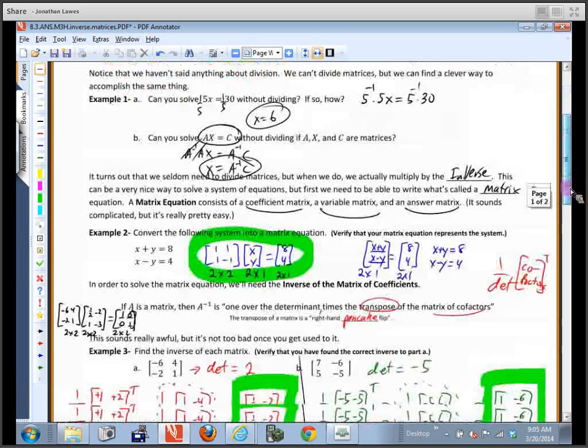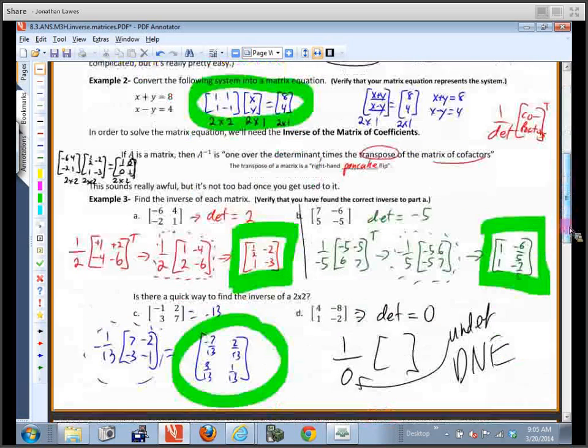Okay? So we talked about this technique that you're not going to find in your book. The inverse of a matrix is 1 over the determinant times the transpose of the matrix of cofactors. We talked about the transpose being a right-hand pancake flip. You already know how to find the determinant, and you know what cofactors are. We got that checkerboard of pluses and minuses and finding the minors and all that sort of stuff. And the fact that we have to find the determinant means the only type of matrices that have inverses are square matrices, because if it's not square, it doesn't have a determinant.